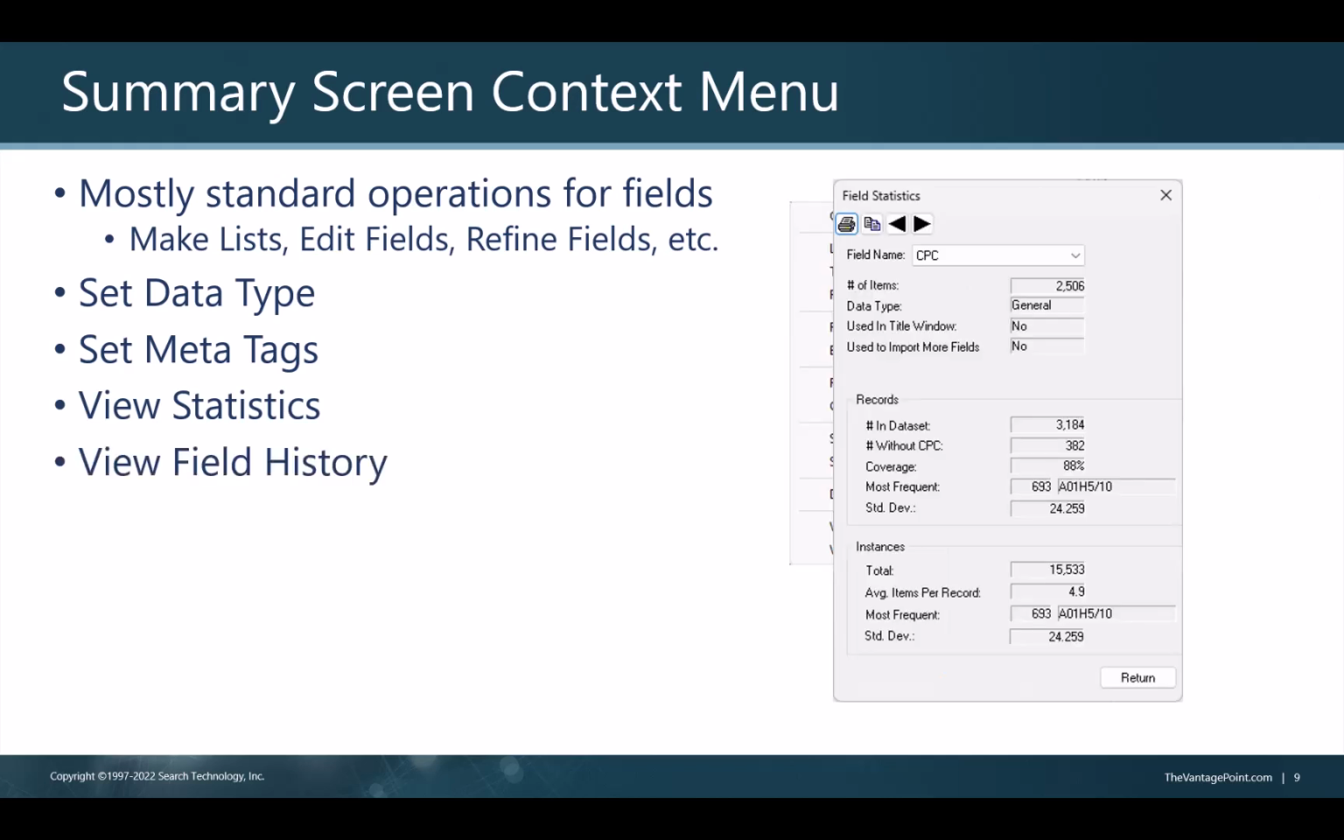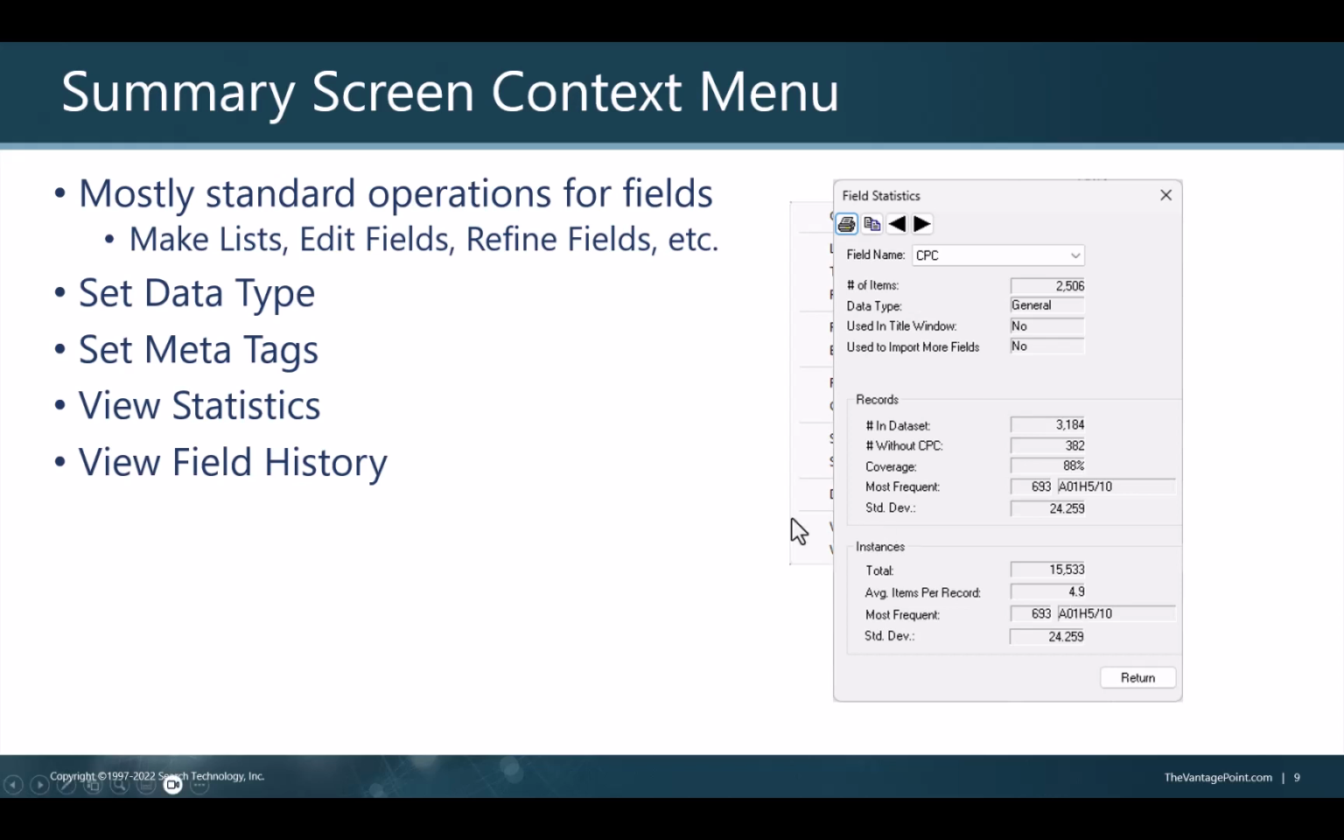Now that the percent coverage is a column on the summary sheet, view statistics is mostly useful if you want to get an exact count of just how many records there are missing in a field, or to check on the average items per record count to see just how multi-valued that multi-valued field is.